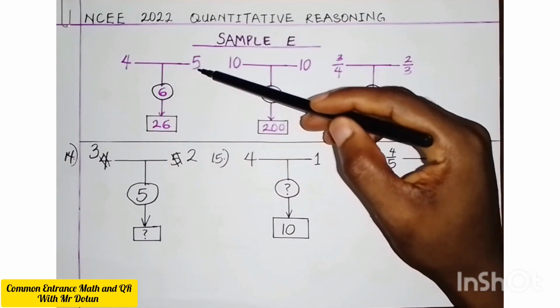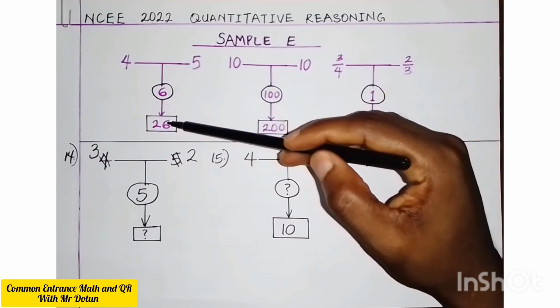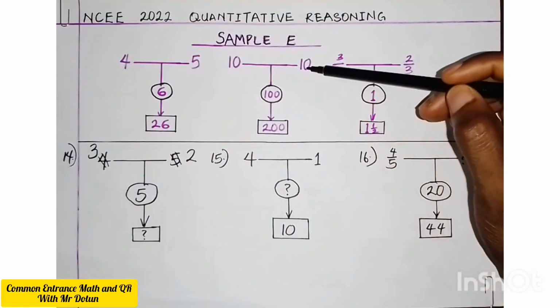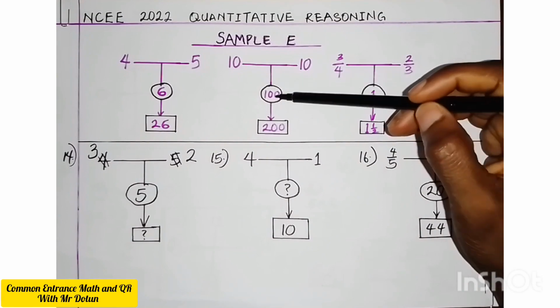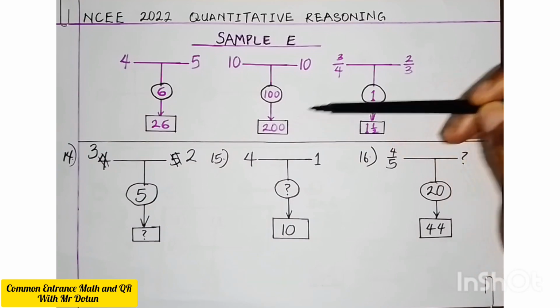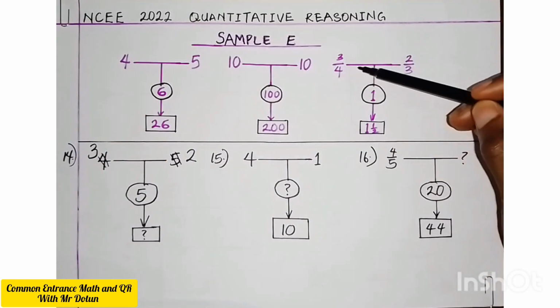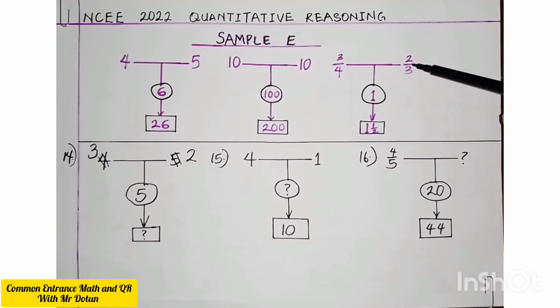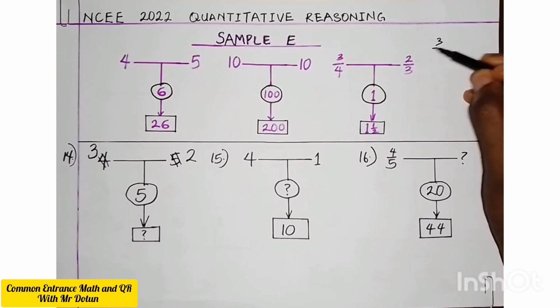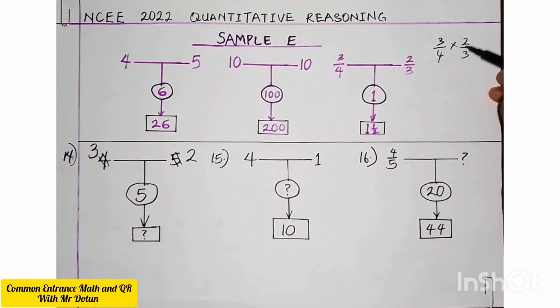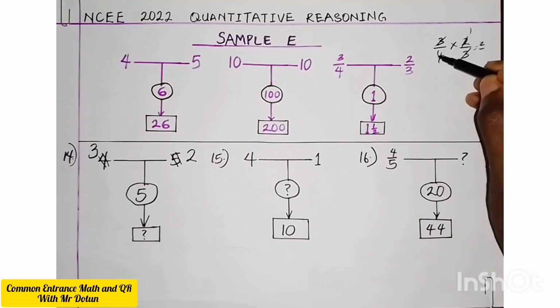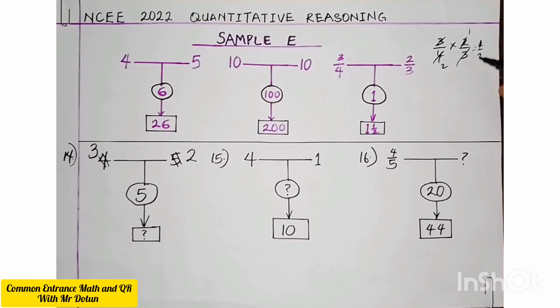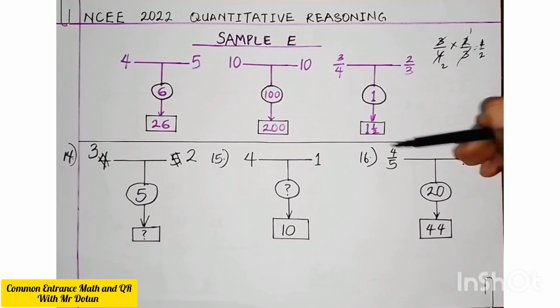We did 4 times 5, 20, and 20 plus 6 is 26. Okay, so 10 times 10 is 100, and 100 plus 100 is 200. Confirmed there. Right over here, 3 over 4 times 2 over 3, that will be 2 over 4, which is 1 over 2. So 1 over 2 plus 1 is 1.5. Alright, that's correct. So that means we have a sample analyzed.